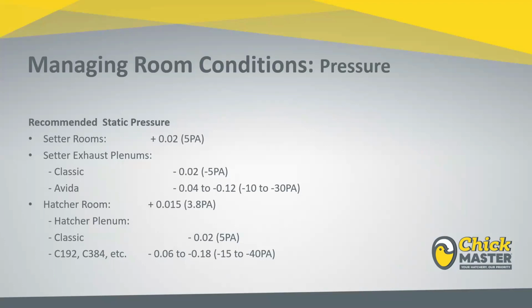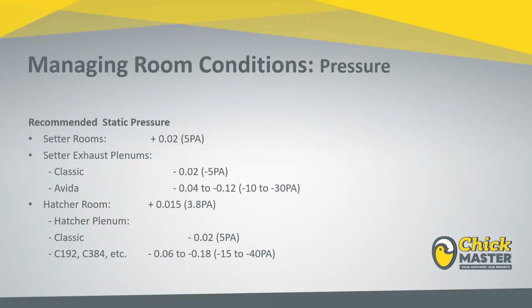For hatcher plenums on a classic hatcher machine, we're talking a CBH 90, 96. Those machines, again, are similar to the incubator, the classic, where the fan creates a static, and therefore it doesn't require a very negative plenum. So generally with classic, we recommend a starting point of a negative 0.02 or negative 5 Pascal.